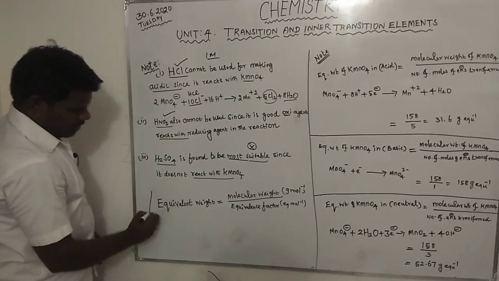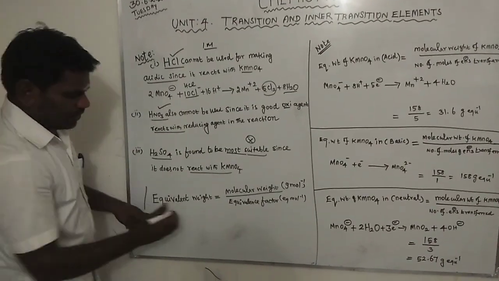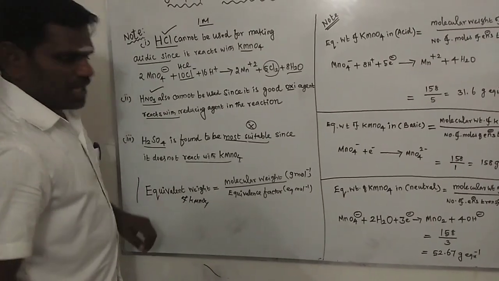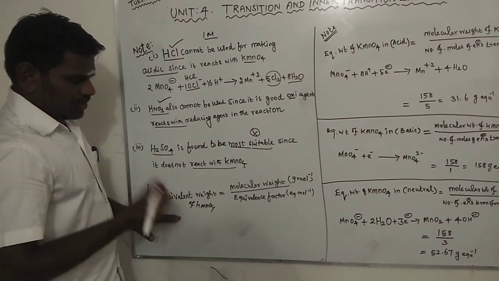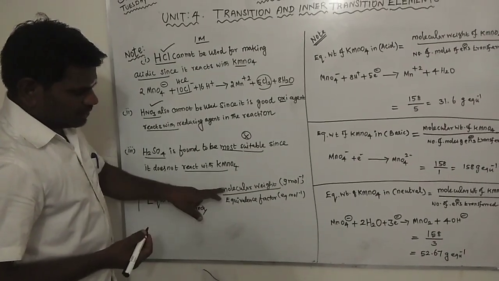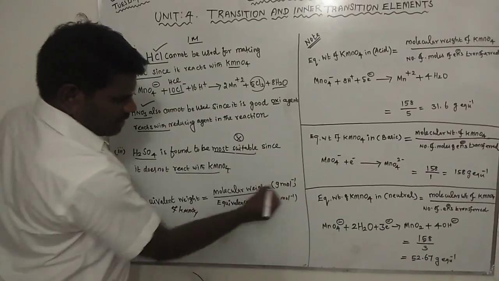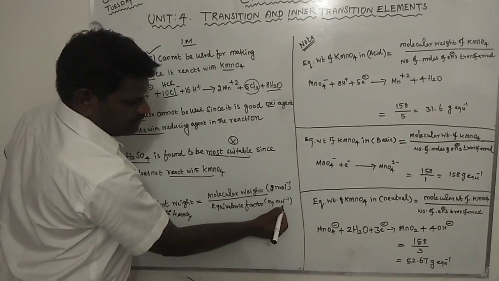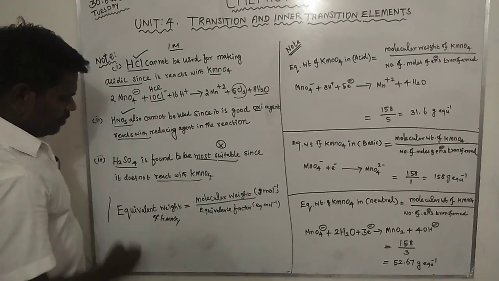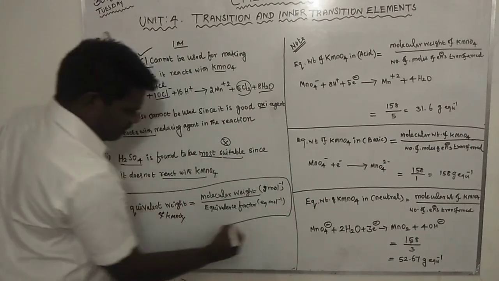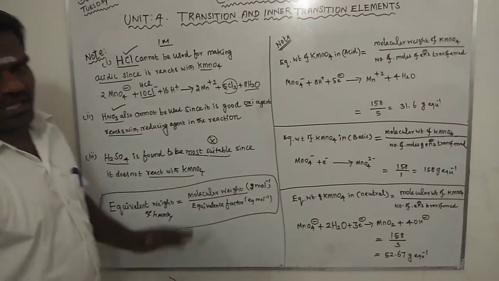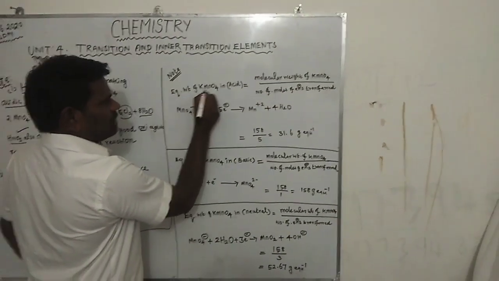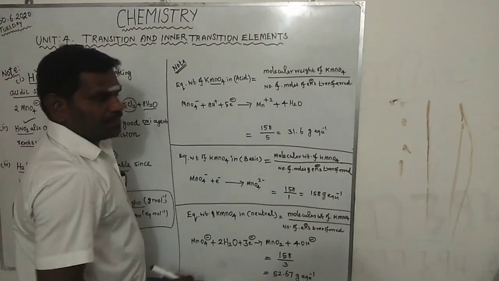Next important one, equivalent weight of potassium permanganate, KMnO4. So what is the formula for equivalent weight or mass? The equivalent weight of KMnO4 is equal to molecular weight divided by the number of moles of electrons transferred, in gram equivalent inverse. This is very important for the determination of the equivalent mass or equivalent weight of potassium permanganate. Now we are calculating the equivalent weight of potassium permanganate in acid medium.